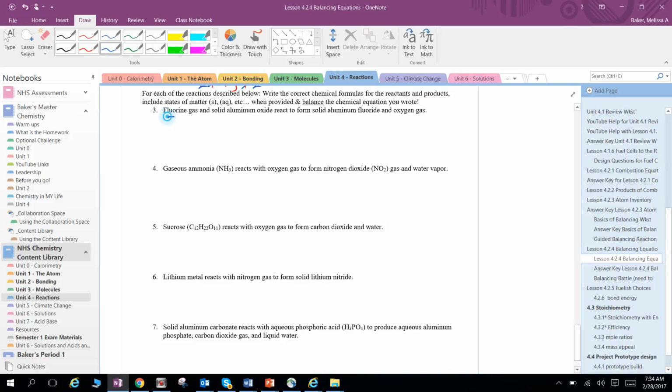Number 3, we've got to write out fluorine, which is a Hofbrinkel, so it gets a 2. Solid aluminum oxide. Aluminum's got a +3 charge, oxygen's got a -2, so this becomes Al2O3, and it says it's a solid. And it says that it forms solid aluminum fluoride. Aluminum's got a +3 charge, fluorine a -1, so that becomes AlF3 plus oxygen gas. So this would be a good time to pause the video and try to balance this on your own.